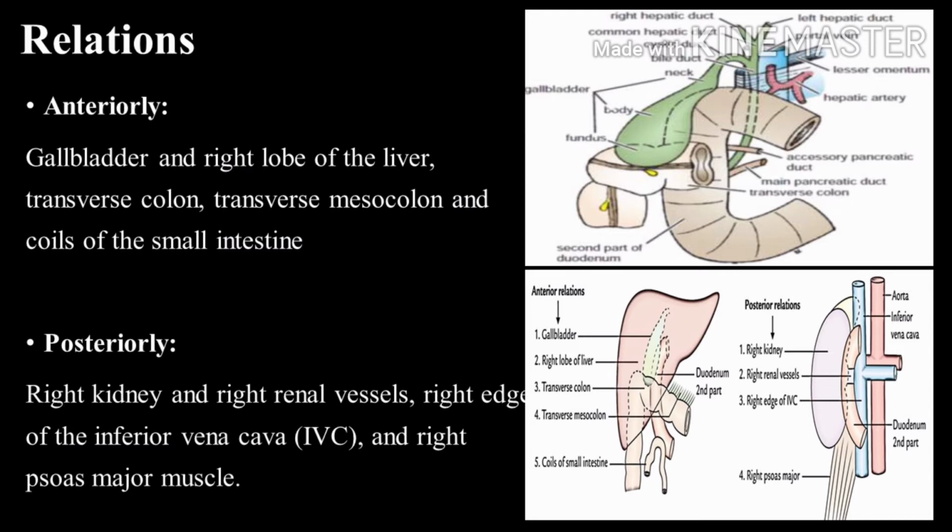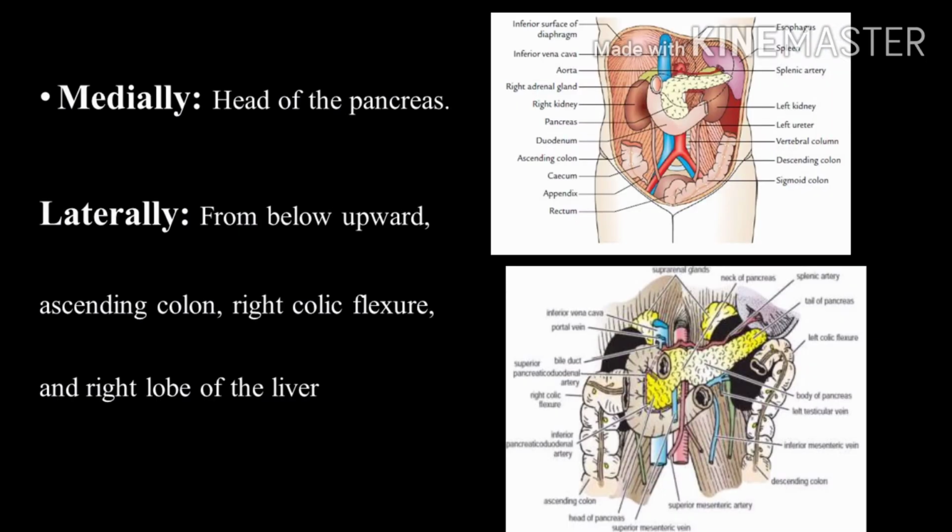Posteriorly, it is related with the right kidney and right renal vessels, right edge of the inferior vena cava and right psoas major muscle. Medially, this part is related with the head of the pancreas. Laterally, it is related from below upwards with the ascending colon, right colic flexure and right lobe of the liver.